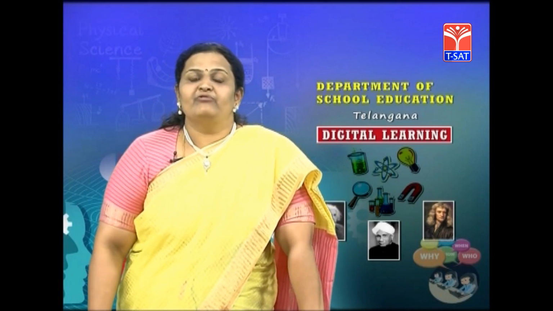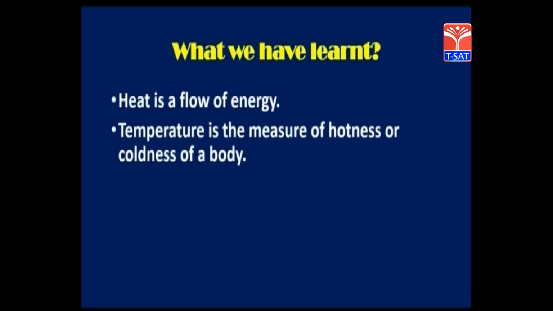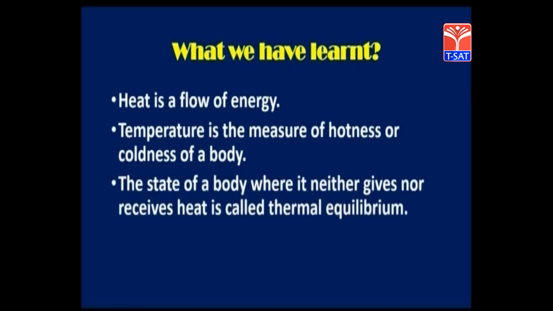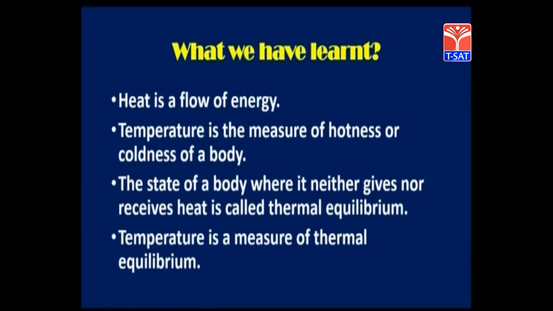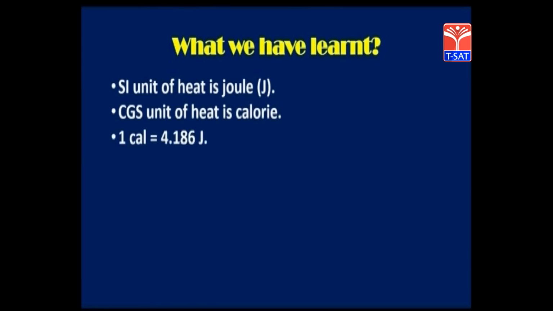Children, we have come to the end of this session. Let us see what we have learned in today's class. We have learned that heat is a flow of energy. Temperature is the measure of hotness or coldness of a body. The state of a body where it neither receives nor gives heat energy is called thermal equilibrium. Temperature is a measure of thermal equilibrium. The unit of heat energy is joules. SI unit is joule. CGS unit is calorie, and 1 calorie is equal to 4.186 joules.